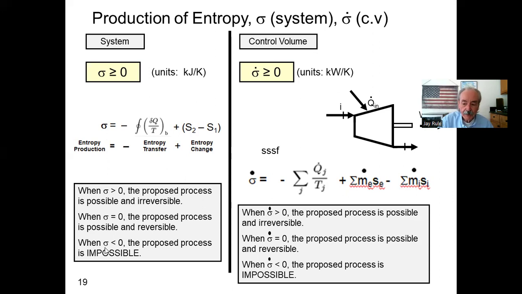And then if you calculate sigma and it's less than 0, whoever's proposing a process to you where you calculate sigma less than 0, you can come back and say, that is impossible. That can't be. It would violate the second law.